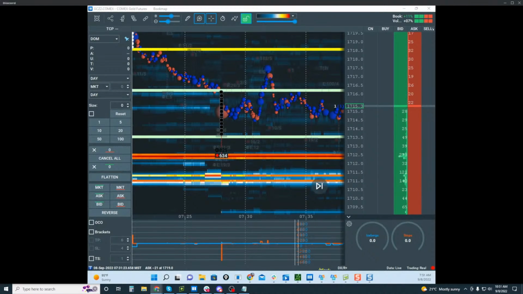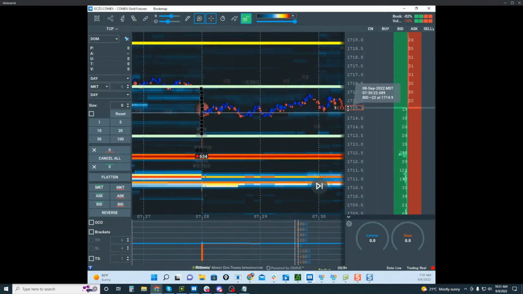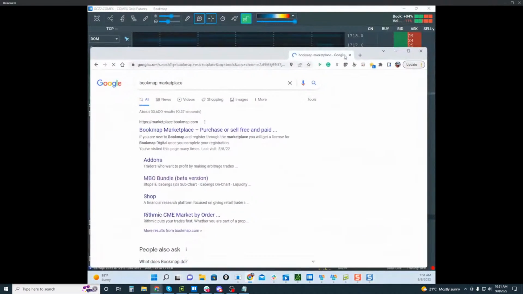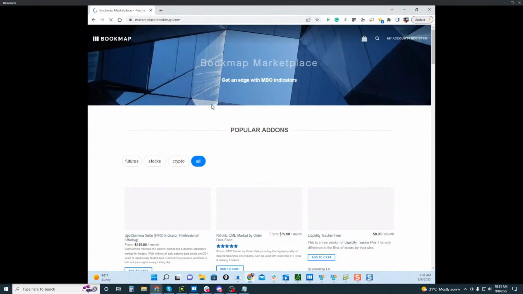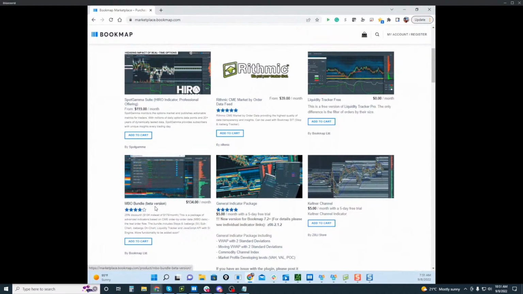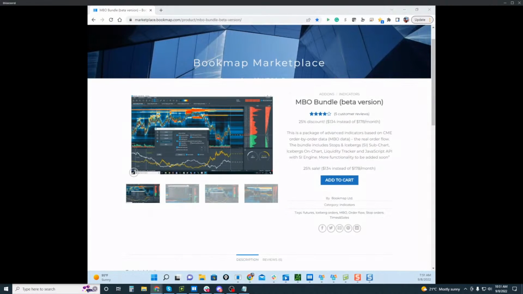So how I find the volume areas is the SI subchart. SI stands for Stop Iceberg subchart. This is in this MBO bundle. If you go to the Bookmap marketplace, I'll just show you guys because I get a lot of questions on this. You go in here, and it's, where is it at? Right here, MBO bundle, right? So you need this, and this gives you all of these different things based on the CME MBO data.